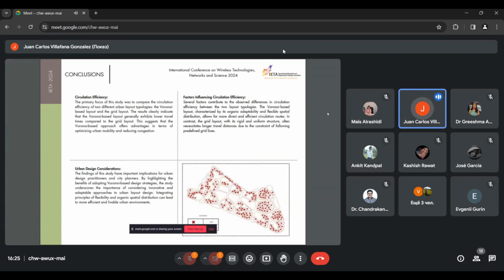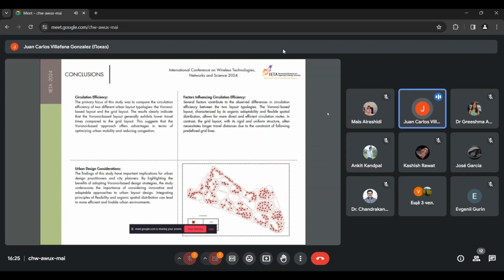Circulation efficiencies. The primary focus of this study was to compare the circulation efficiencies of two different urban layout topologies, the Voronoi-based layout and the grid layout. The results clearly indicate that the Voronoi-based layout generally exhibits lower travel times compared to the grid layout. This suggests that the Voronoi-based approach offers advantages in terms of optimizing urban mobility and reducing congestion.